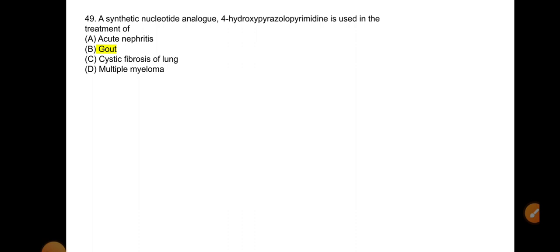49, synthetic nucleotide analog hydroxypyrazolopyrimidine is used in the treatment of gout. You all know that uric acid is deposited in your joints, and it is a painful inflammation of joints, which is called gout, and many times also called gouty arthritis.